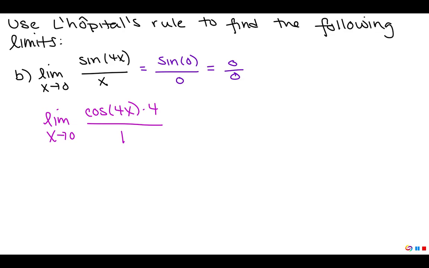So now we're finding the limit as x goes to 0 of cosine of 4x times 4. Plug the 0 in. I get cosine of 0 times 4. Cosine of 0 is 1, so 1 times 4 is 4.